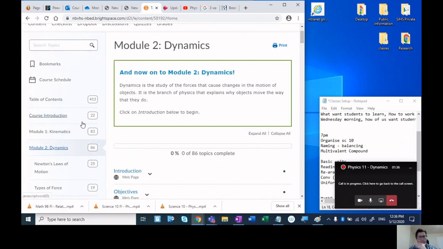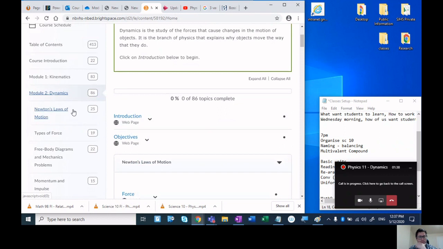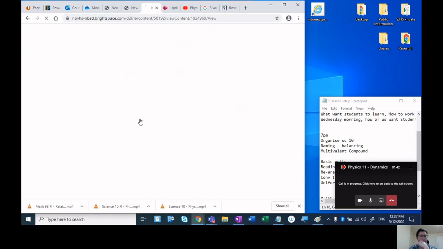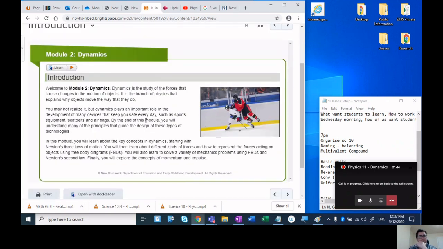Dynamics. Let's go. Newton's laws of motion. Welcome to Dynamics. Did you take a note of this? You should.